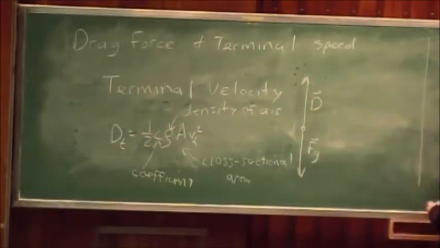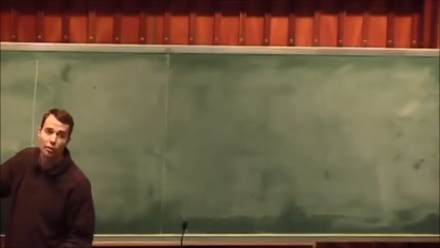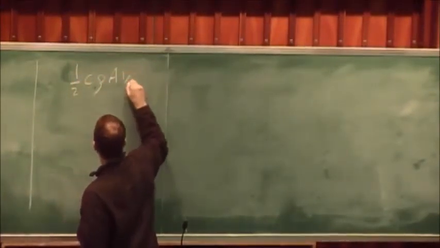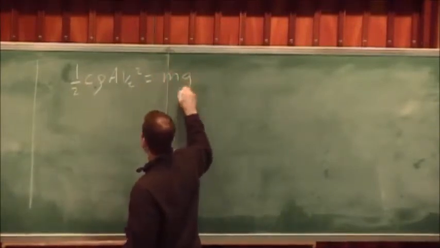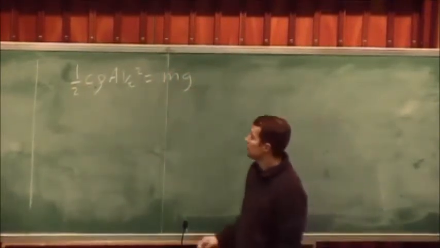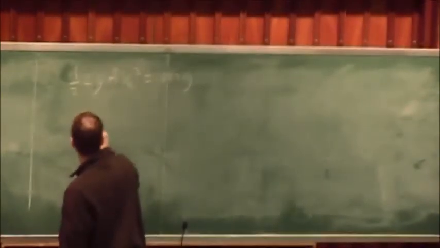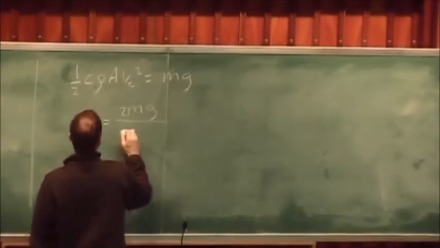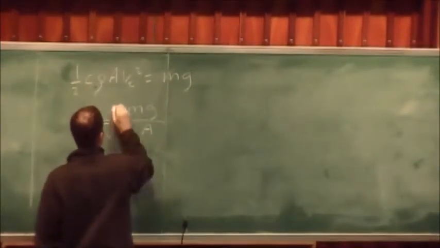So let's look at this for a moment and figure out what the terminal velocity for a skydiver is, or the speed at which the person is falling, where the air drag resistance is equal to the force of gravity. So I have 1/2 C rho A v_t squared is equal to mg. So let's solve here for terminal velocity. Terminal velocity is therefore going to be equal to 2mg all over C rho A, and take the square root.